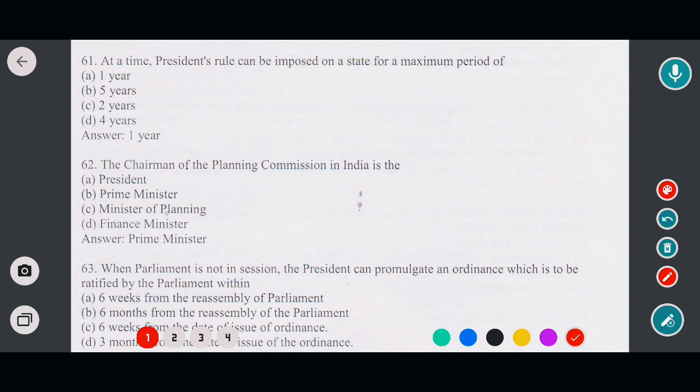The first question is, at a time, President's rule can be imposed on a state for a maximum period of: options are 1 year, 5 years, 2 years, 4 years. So the correct option would be option A, that is 1 year.